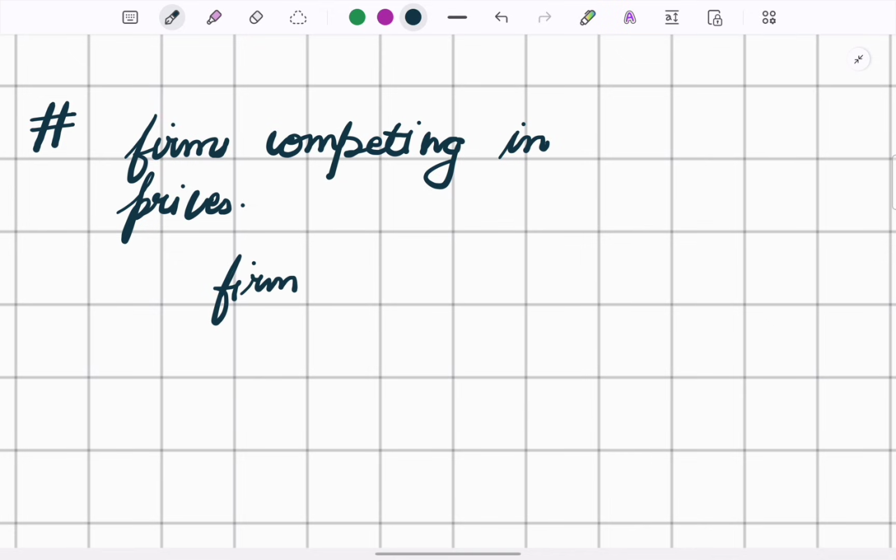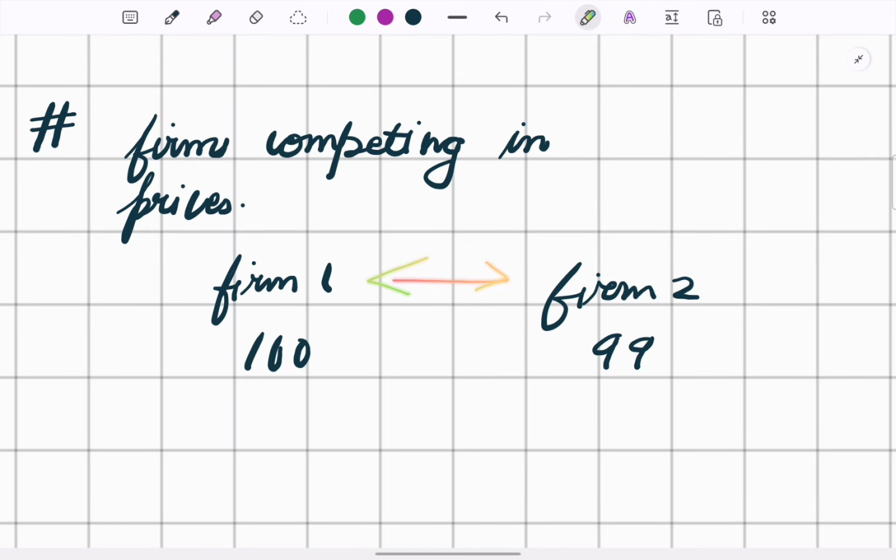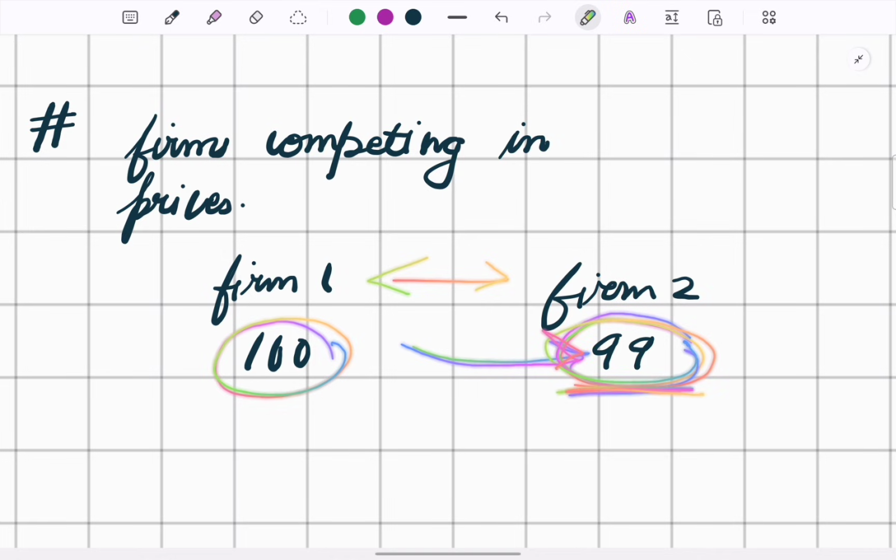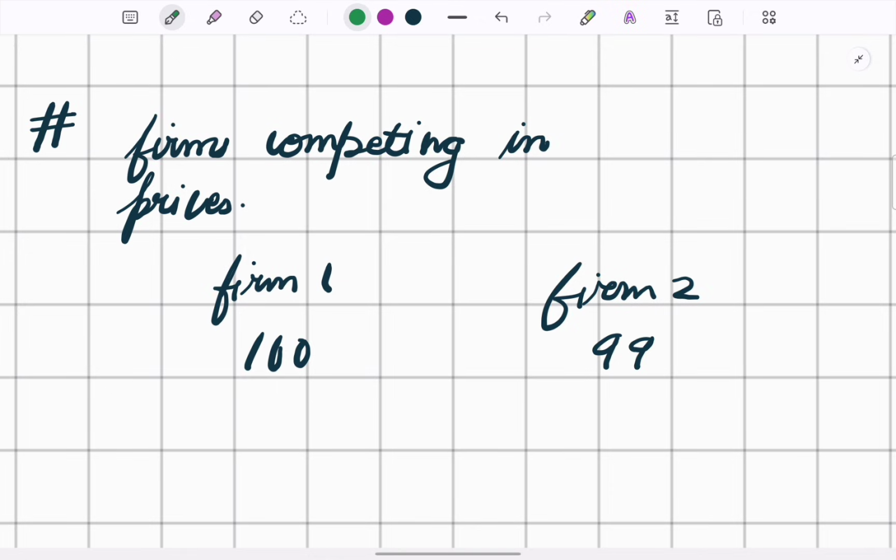Let's say this is firm 1 and this is firm 2. Initially, let's say firm 1's price was 100 and firm 2's price was 99. Because the products are homogeneous, all the market share will go to firm 2, because the same good which firm 1 is selling is the same good which firm 2 is selling. They are homogeneous, so individuals will buy firm 2's product, which is 99. So firm 1 will lower its price to, let's say, 98, right? And then the whole market share goes to firm 1 from firm 2.